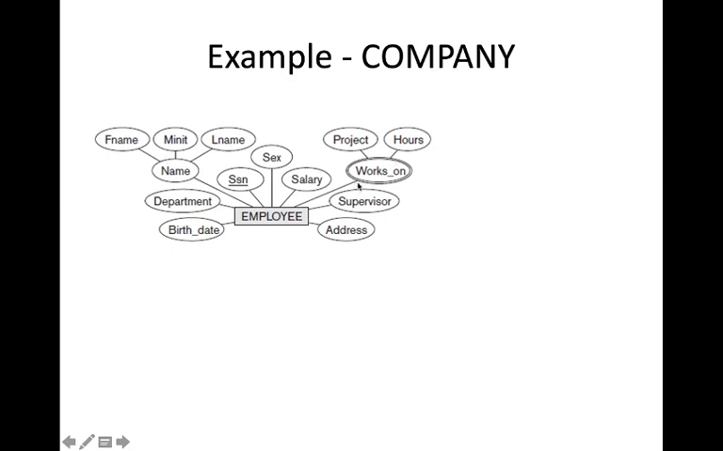And also we have a works on attribute. An employee will be working on different projects. We have already mentioned in the design that an employee will be working on several different projects. That is why it is a multi-valued attribute. He may be working on three projects at a time. For each project, there will be a project number, and also the number of hours he works per week on that project. That also has to be stored. That is why it is represented like this.